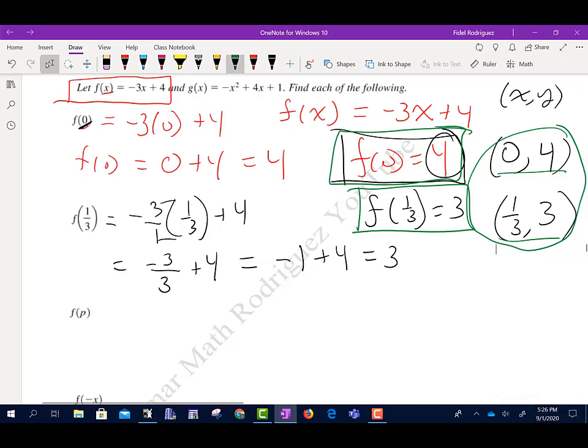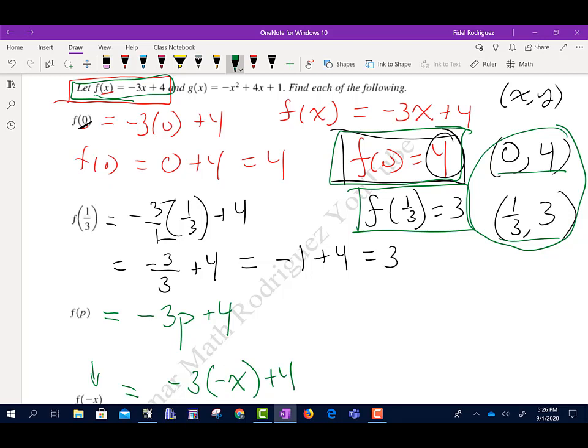All righty. So the next one, it says f of p. So again, all I'm going to do is come back to this function here, and everywhere I have the letter x, I'm going to write the letter p. And so f of p is equal to negative 3p plus 4. Okay. Let's do that again. And now we're going to plug in a negative x. So I have a negative 3 times a negative x plus 4. Remember, a negative times a negative is a positive. So I got a 3x plus 4, right?